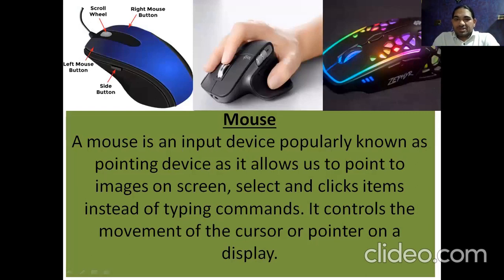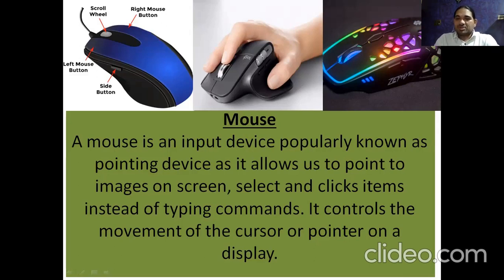Mouse. Now you can see three pictures are there. The first one, which we very regularly use in school, has on the top a scroll wheel, right mouse button, left mouse button, and a side button. Then the second picture is a little advanced one. You can see a place given specially to keep the thumb. Then you can see the scroll wheel and right click and left click of the mouse. So a little advanced and better feature you can see. In the third one, you can see some lights on the mouse.